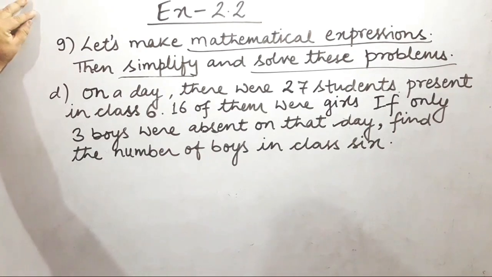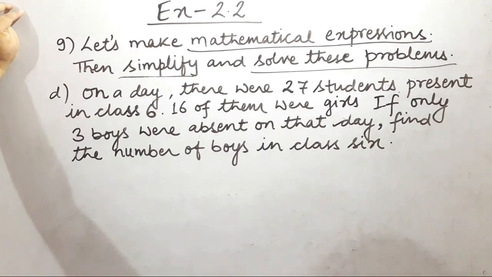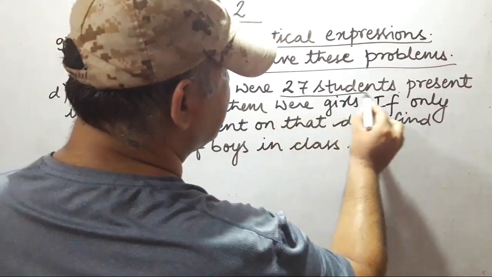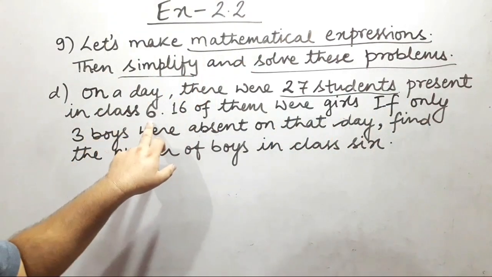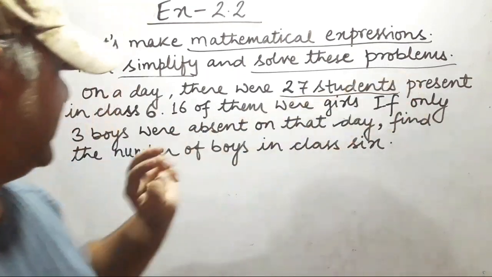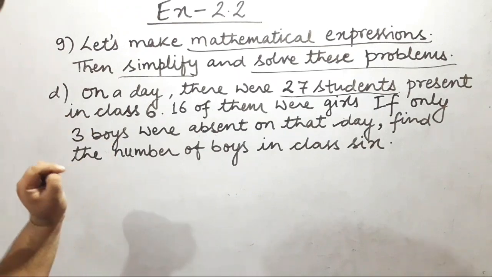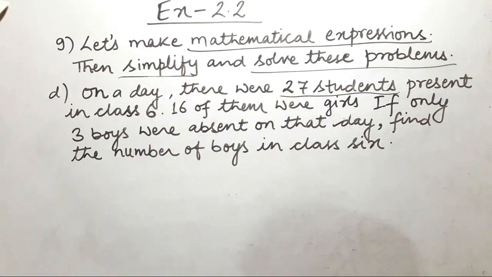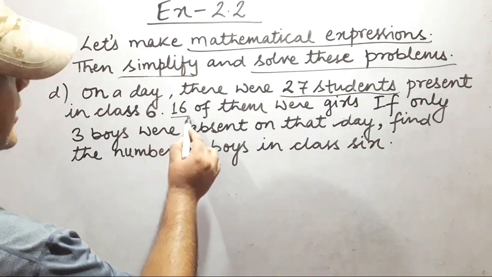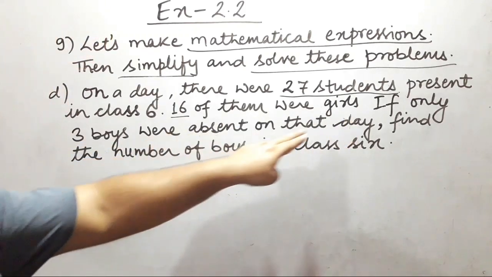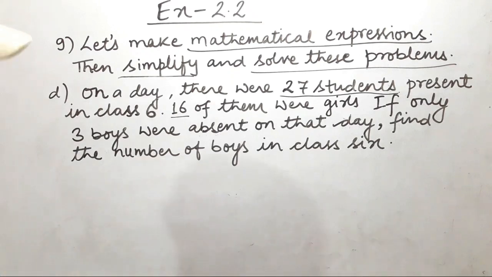The last question of this exercise. This question is a little bit confusing one. So let us do this very carefully. On the day, there were 27 students present in class 6. The question says that 27 students were present on a particular day. But the question doesn't say that the total number of students is 27. There might be some students absent. And it again says 16 of them were girls. If only 3 boys were absent on that day, find the number of boys in class 6.